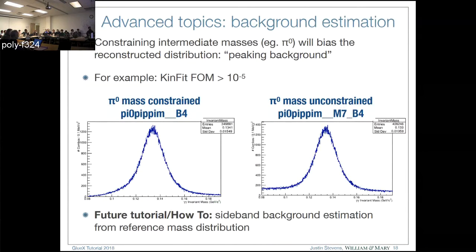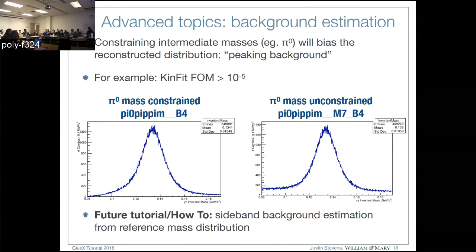Okay, one advanced topic, because it's come up a few times in different meetings. If you constrain the intermediate masses in your reaction, you can tend to bias the reconstructed distribution. So when we look at this channel that has a pi 0, pi plus, pi minus in its final state, by default, this pi 0 mass is constrained in the kinematic fit. And that means that if you apply a tight kinematic fit cut, you will, by definition, get a histogram that peaks at the mass of the pi 0, just by how it's constructed.